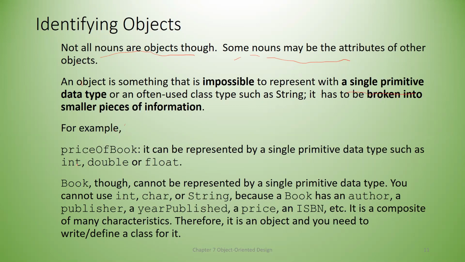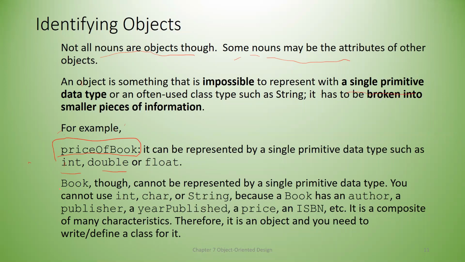For example, okay, here is an example. Price of a book. Think about price of book. How do you represent it in programming? What data type would you use, right? You will use an int or a double, and that's it. That's enough. There is nothing else you need for this noun.